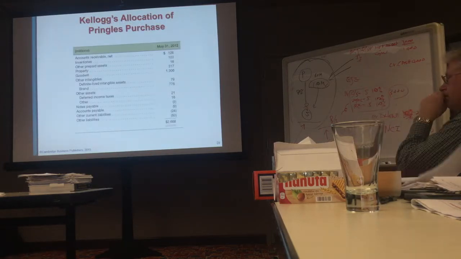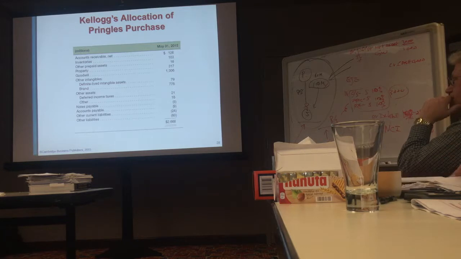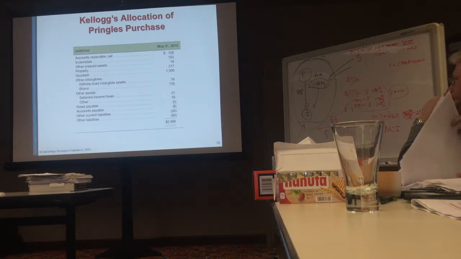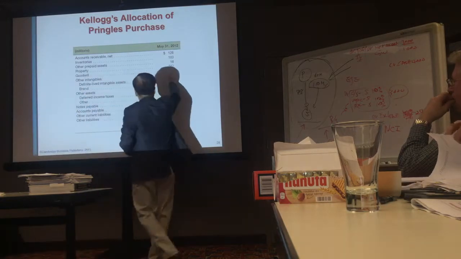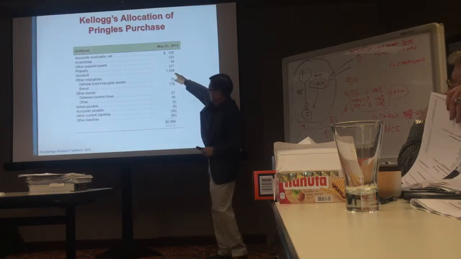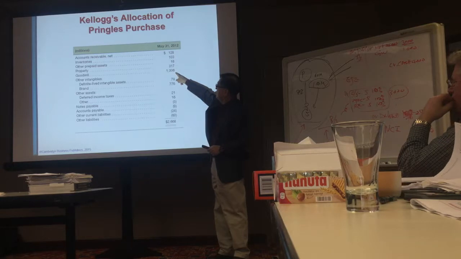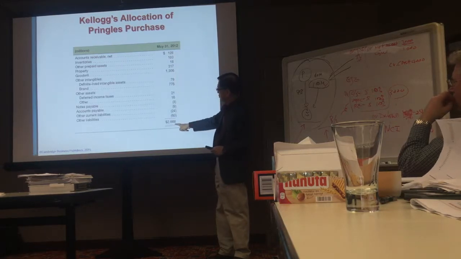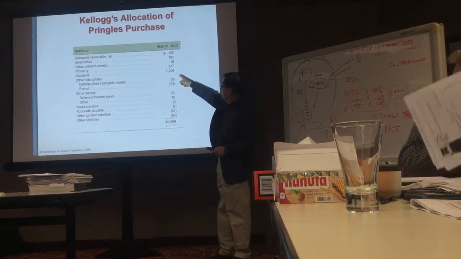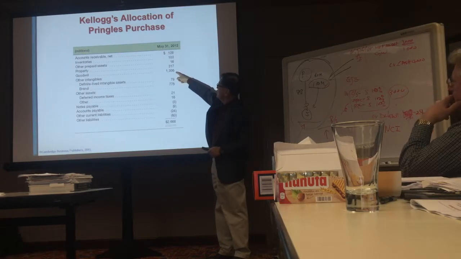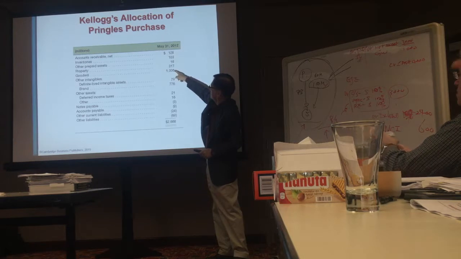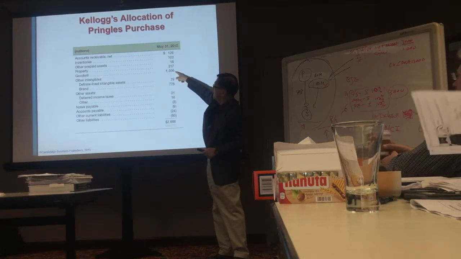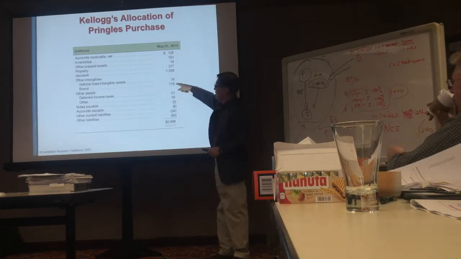So, in this case, take Kellogg's allocation of the Pringles purchase, for example. How much did they pay extra? Look, 1.3 billion. For this kind of value, the premium was more than the biggest amount. See, the goodwill premium, your extra payment, is bigger than any item you purchase.